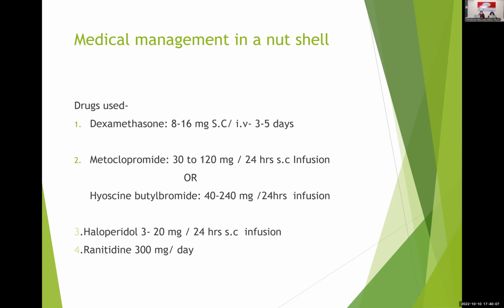And for the vomiting, you can also give haloperidol 3 to 20 milligrams over 24 hours as a subcutaneous infusion. We also give ranitidine, an anticholinergic. It blocks the H2 receptors, and you can give it around 300 milligrams per day. So this is how the prescription should look.